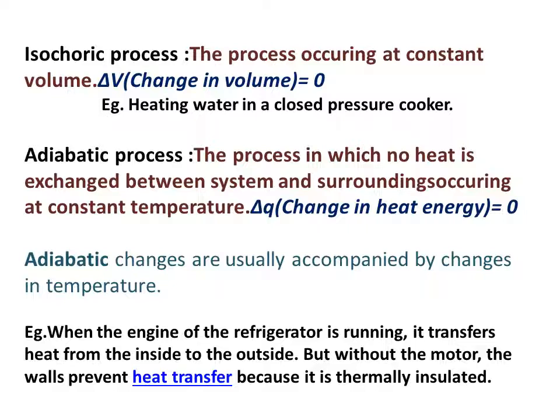Now, another very important process, the fourth type, is the adiabatic process. Adiabatic means there is no exchange of heat between system and surroundings. So that is at constant heat energy. There is no change in heat energy. So in an adiabatic process, there is no exchange of heat between system and surroundings. You have to remember that.